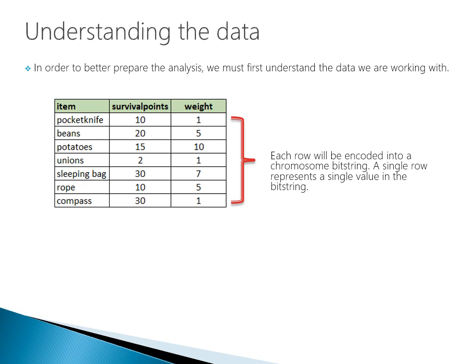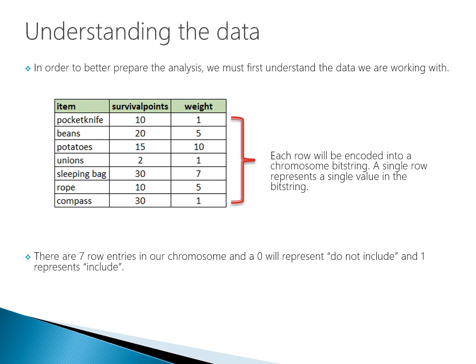Now what's important here is that each row will be encoded into a chromosome bit string. A single row represents a single value in the bit string. For example, for my first row, pocket knife, in my bit string I'm going to give it a 1 or a 0 for the first value: 1 to say include it, 0 to say don't include it. So there are 7 row entries in our chromosome, and a 0 represents don't include and a 1 represents include.